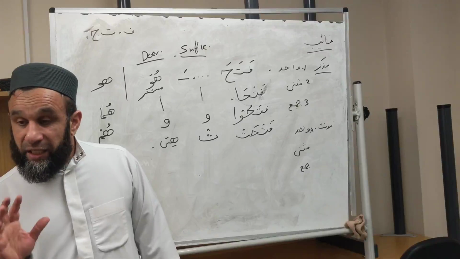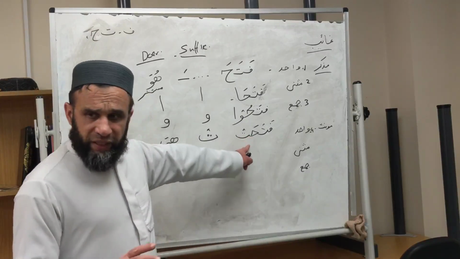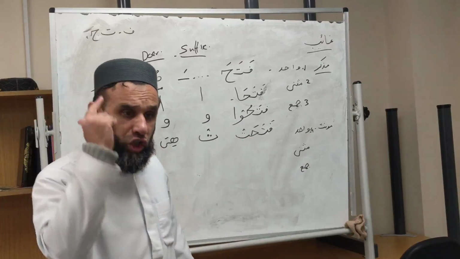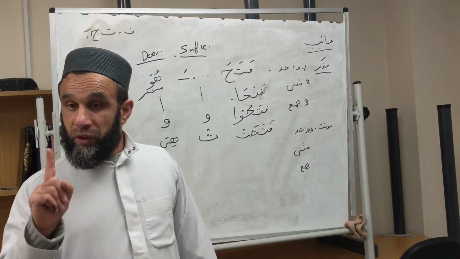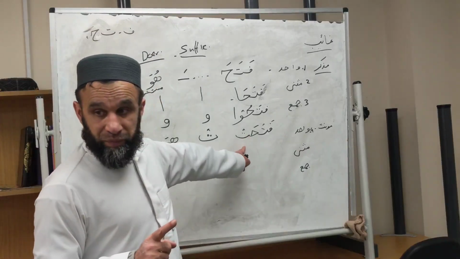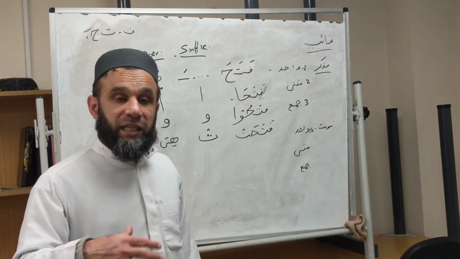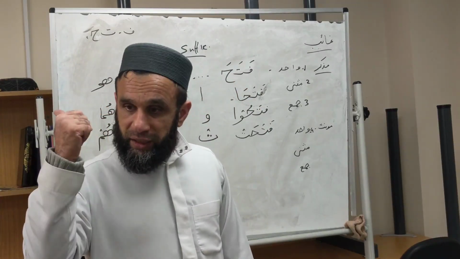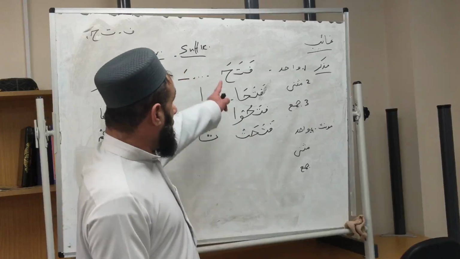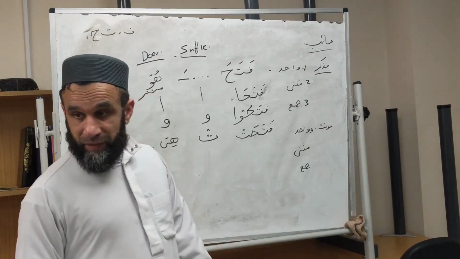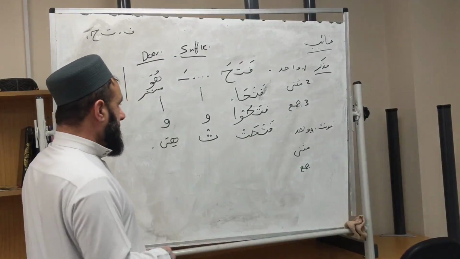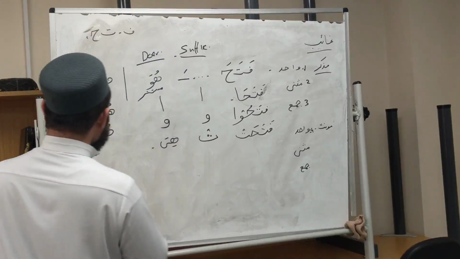Whether the external doer is singular, dual or plural, it won't change. That's for Muannas, number 4. And for Muzakkar, whether the external doer is wahid, musanna or jama, it is only this one. Okay?